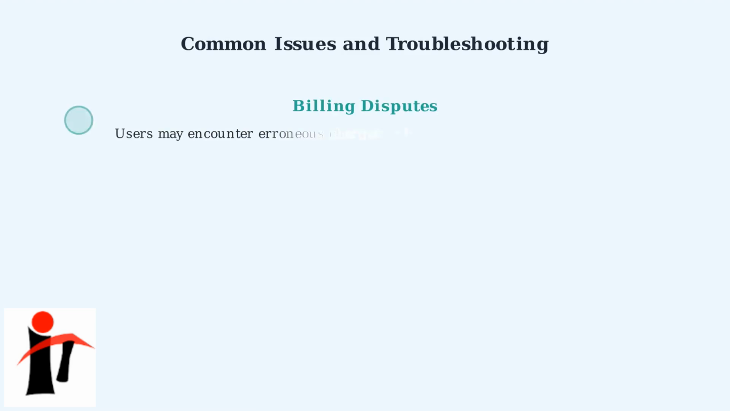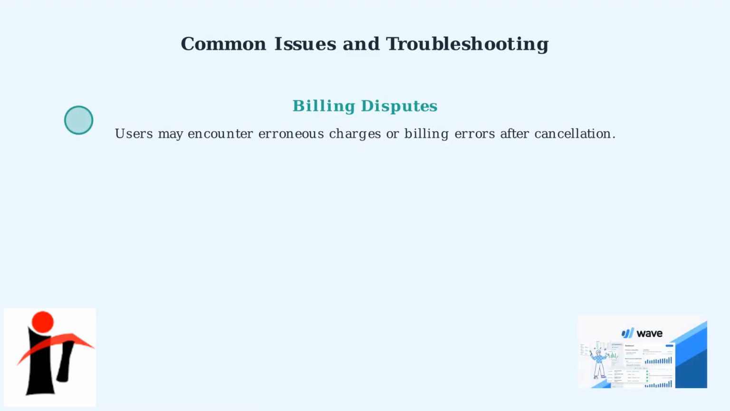Users sometimes encounter common issues when managing their Wave app subscriptions. One frequent problem is billing disputes, such as erroneous charges appearing after cancellation. If this happens, contact Wave app support immediately through their 24/7 chat or email options. Refunds for billing errors are typically processed within 5 business days.